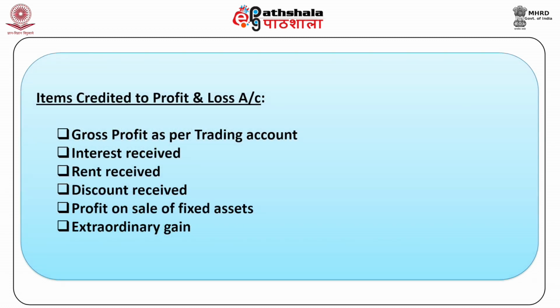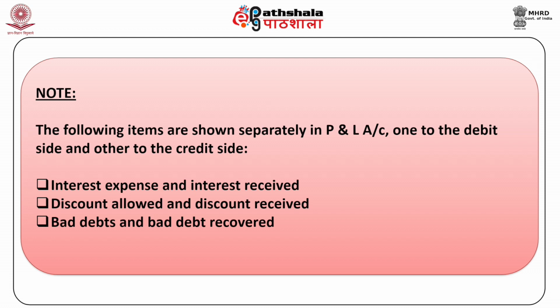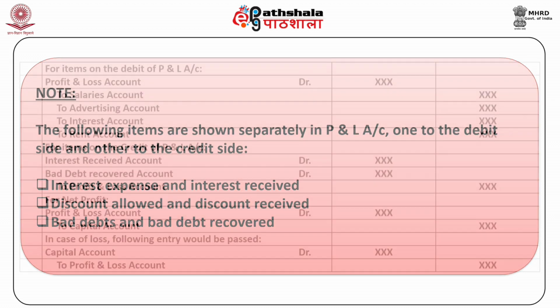Items credited to profit and loss account. 1. Gross profit as per trading account. 2. Interest received. 3. Rent receipt. 4. Discount received. 5. Profit on sale of fixed assets. 6. Extraordinary gain. Note: the following items are shown separately in P&L account, one to the debit side and other to the credit side. Interest expense and interest received, discount allowed and discount received, bad debts and bad debts recovered.